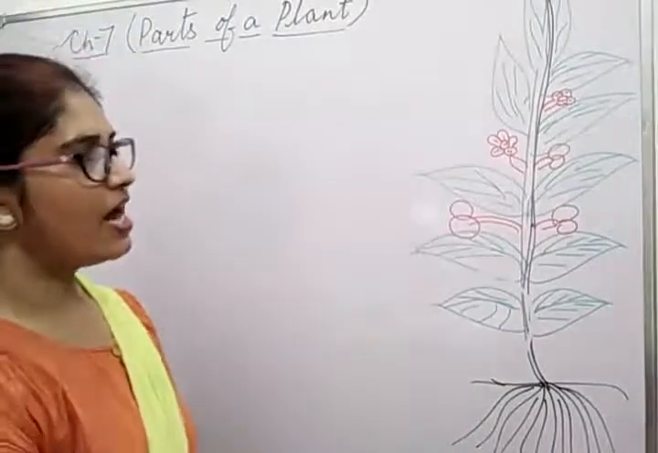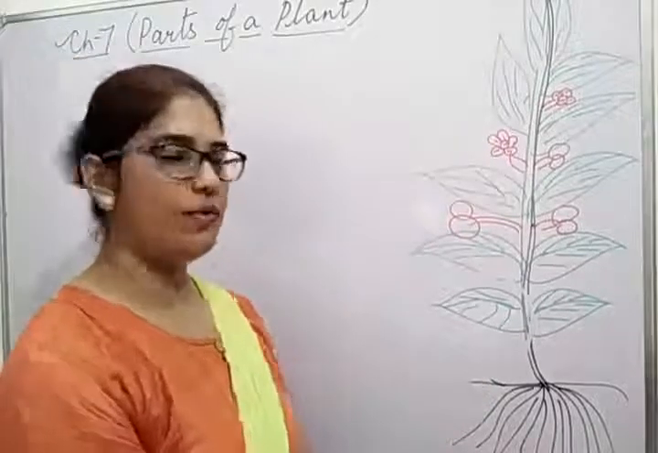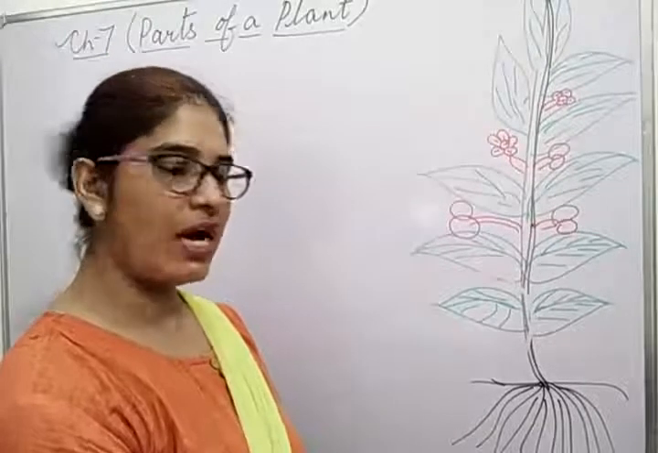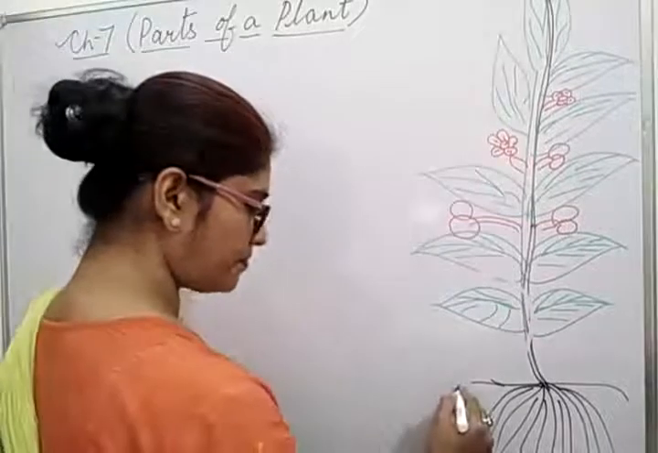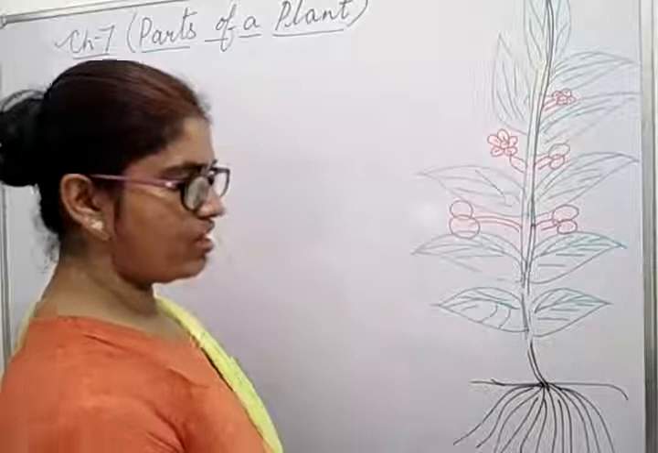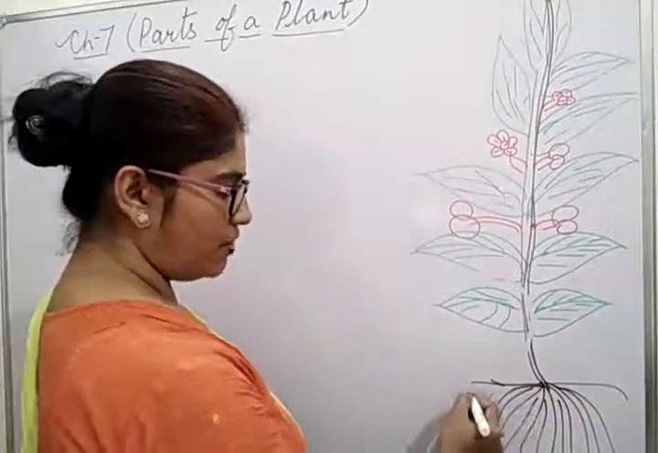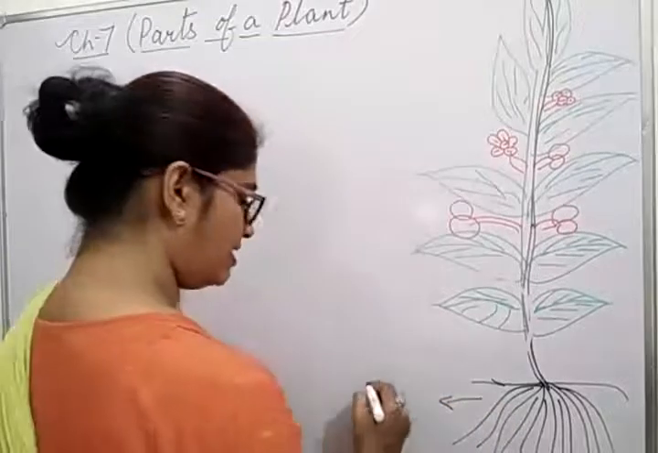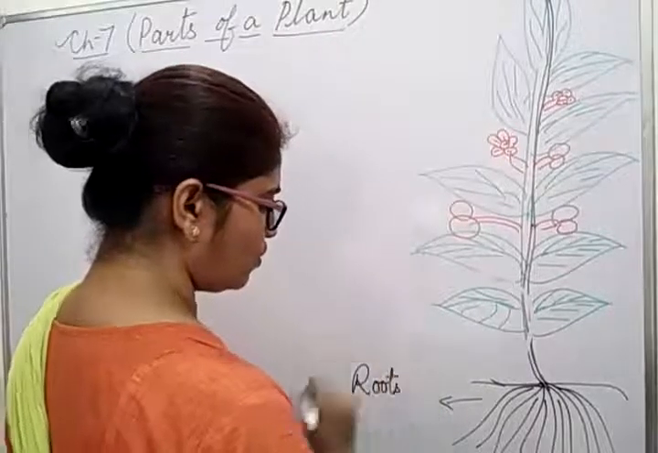So let's see. I have made one plant here, and you have to label it. From your previous class you also know how to label. So let's label it with me. The part of the plant which grows under the soil, below the earth's surface, is called roots. So you can label here roots.